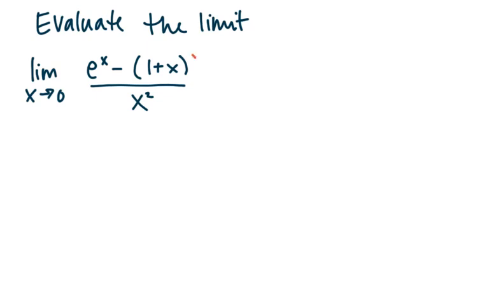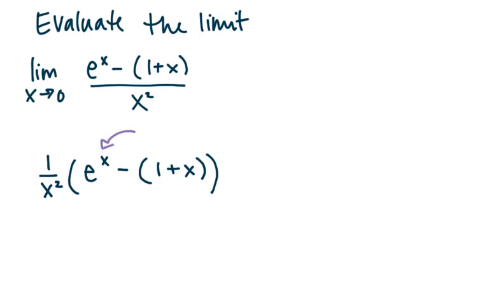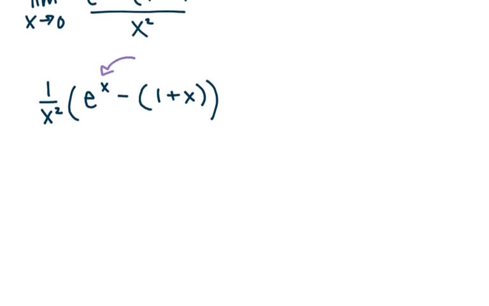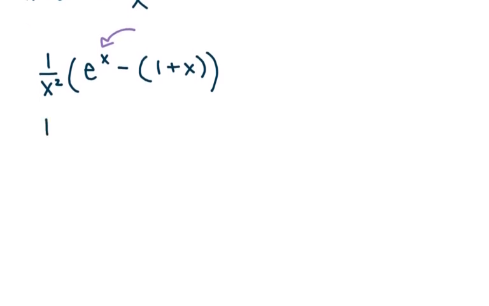What I'm going to do is take the argument of our limit, the function that we're trying to find the limit of, and write that as 1 over x squared times the quantity e to the x minus the quantity 1 plus x. Now one thing I know is I can expand e to the x as a Taylor series polynomial. I'll leave my 1 over x squared.